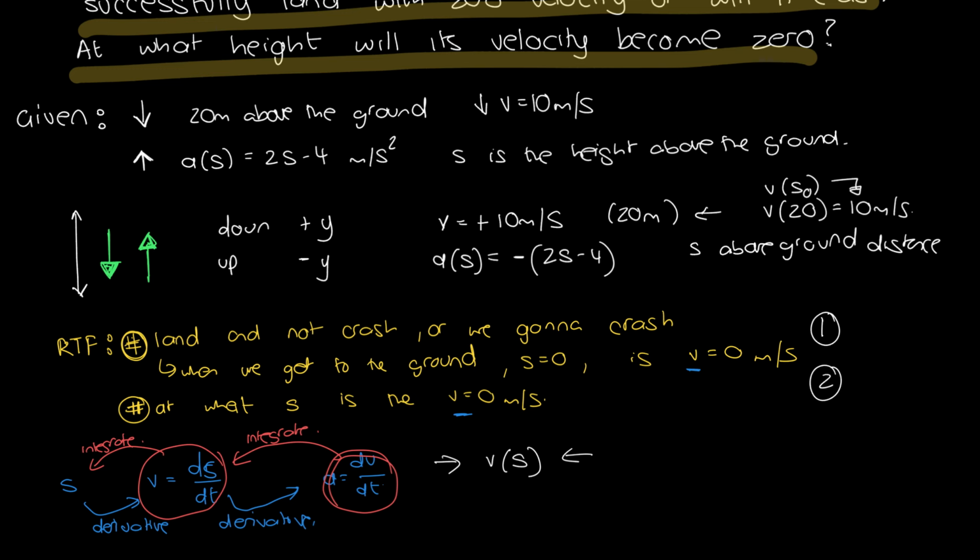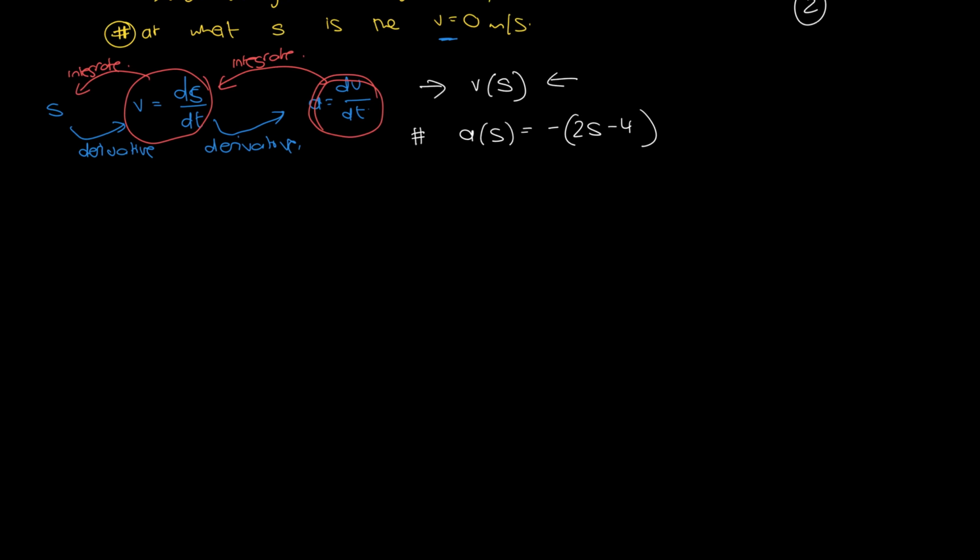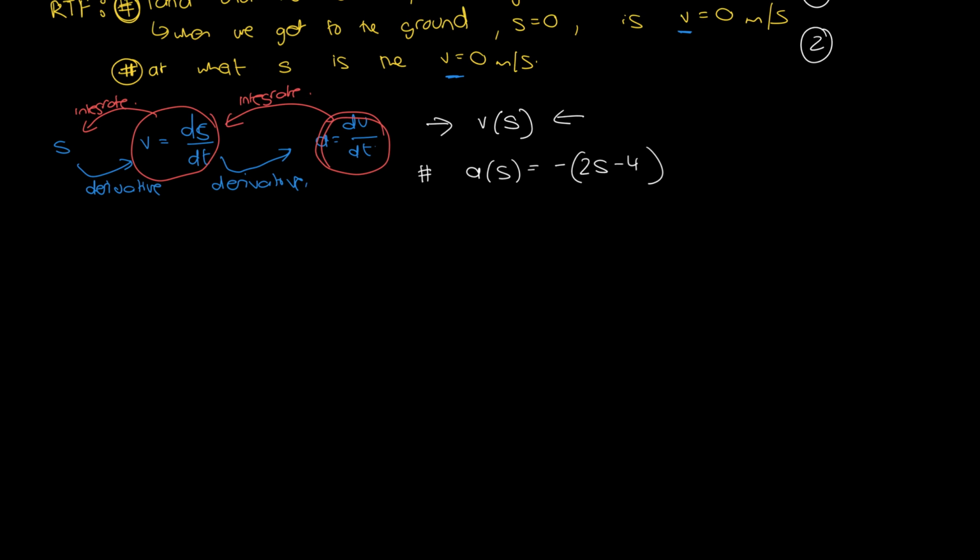And to do that, what do we have given to us? We have a, the acceleration, is equal to minus 2s minus 4. And remember, I just made it minus because of my coordinate system, and I chose down as positive and up as minus. So we have the acceleration function. So if we have the acceleration function, we take its integral to get the velocity function.